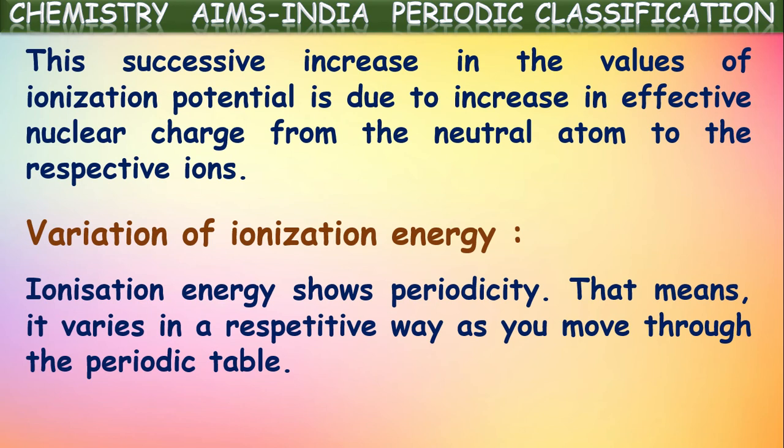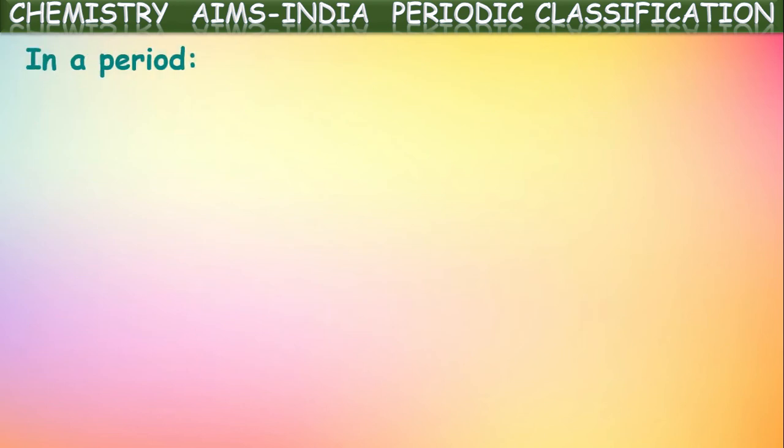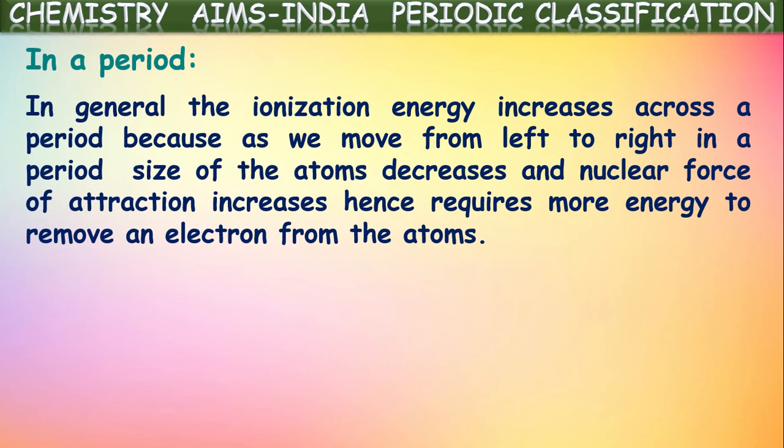Now we are going to see how it varies in the groups and periods of the modern periodic table. First let us see in a period. In general, the ionization energy increases across a period. So, as we move from left to right of the modern periodic table, ionization energy generally increases. Because as we move from left to right in a period, the size of the atoms decreases and the nuclear force of attraction increases. Hence, it requires more energy for the removal of an electron from the atoms and ionization energy increases.